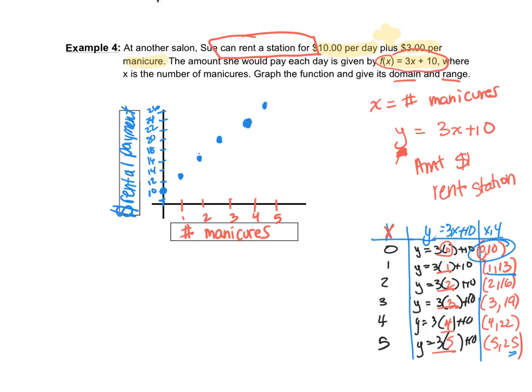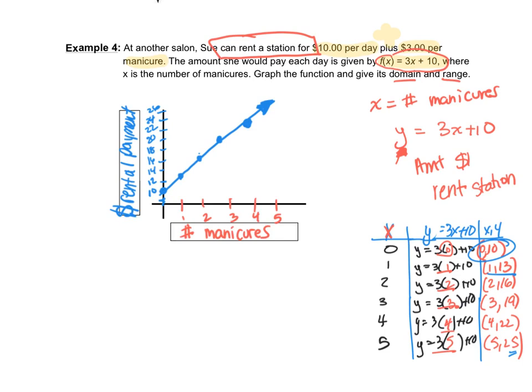Connect the dots. Straight line with an arrowhead at the end so that we know that it goes continuously. It keeps on increasing, if you notice, because I could have had a 6 and a 7 and an 8 and a 9, etc. It's going on forever. So that right there is how to graph it.